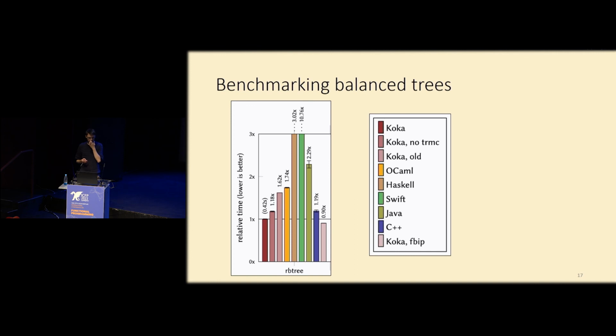We have one benchmark called the arbitrary benchmark, where we insert 4,200,000 elements into a red-black tree. So Koka here is in red, and the light red is the old reuse analysis. And as you can see, our new drop-guided reuse analysis works quite a bit better here. You also see OCaml in yellow, Haskell, Swift, Java, and C++. And we finally have the new Koka FBIP algorithm that I've just shown you. And it turns out that this is even a bit faster than the standard implementation that Okasaki gives. And it's also a bit faster here than C++.